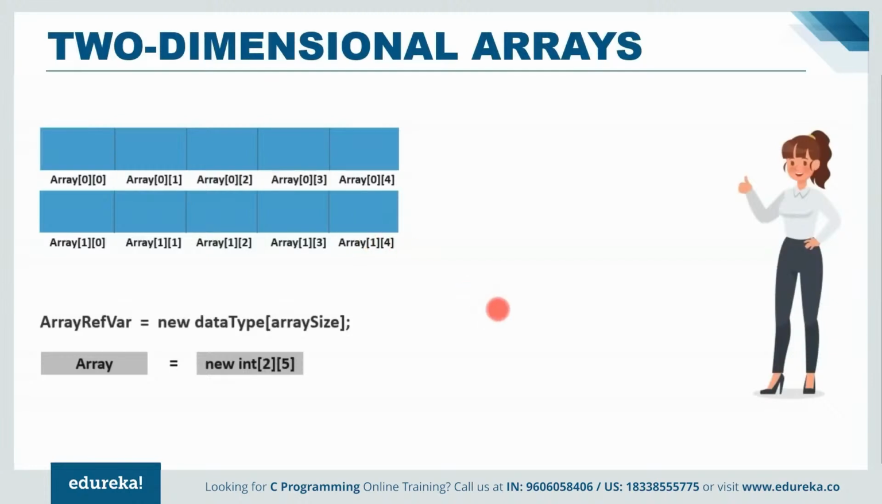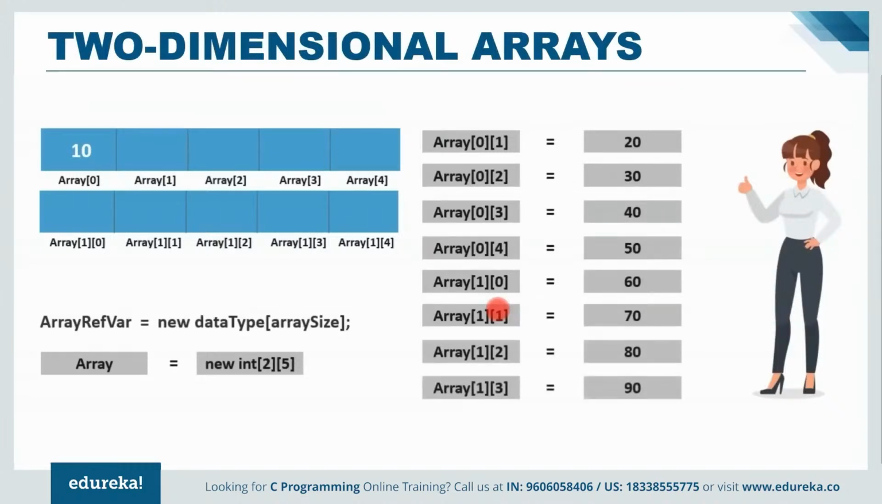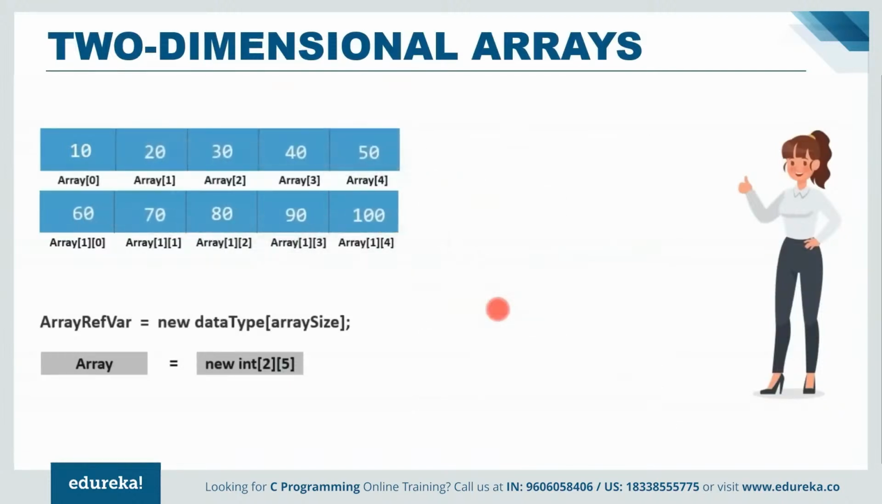Now let us try to add elements into this array. The first element would be 10, which will be stored in the first row, first column. Similarly, let us add a few more numbers, which are 20, 30, 40, 50, 60, 70, 80, 90, and finally 100. Now as you can see, the elements are stored in a continuous format, and this is how the elements look after they are stored in the array.